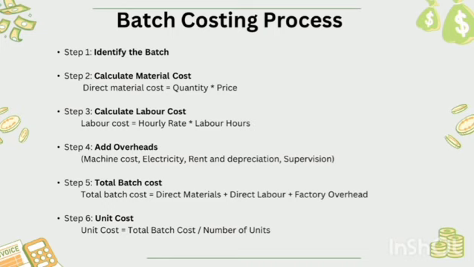Sixth step, unit cost. The final step is finding the cost per unit. This is done by dividing the total batch cost by the number of units produced in the batch. This cost per unit helps pricing decisions, profit estimates, and cost control.